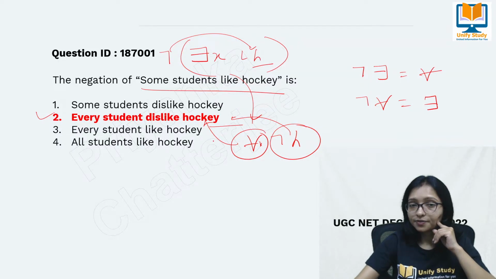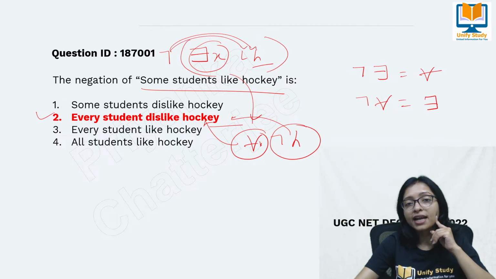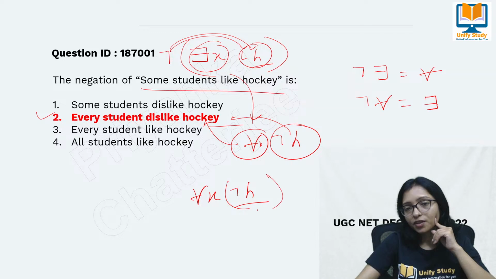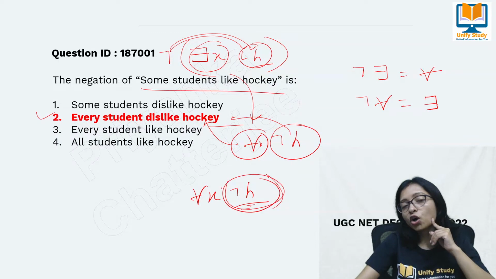So that's why this is: for all students, dislike hockey. There exists is changing to for all, and negation is added to hockey. That's why it will be for all x, not H. This is the predicate, not hockey. That's why this is your answer. Got it? Got it? Yes.